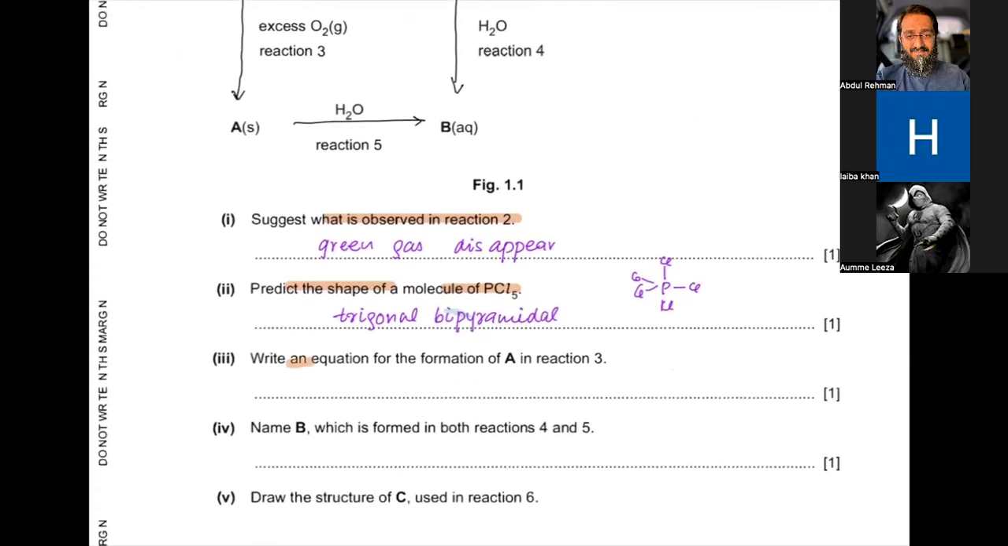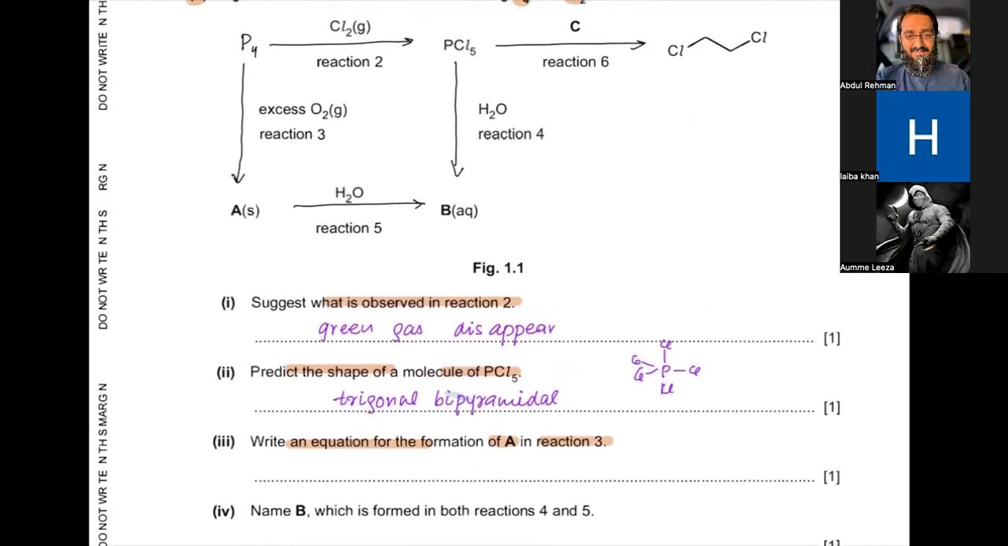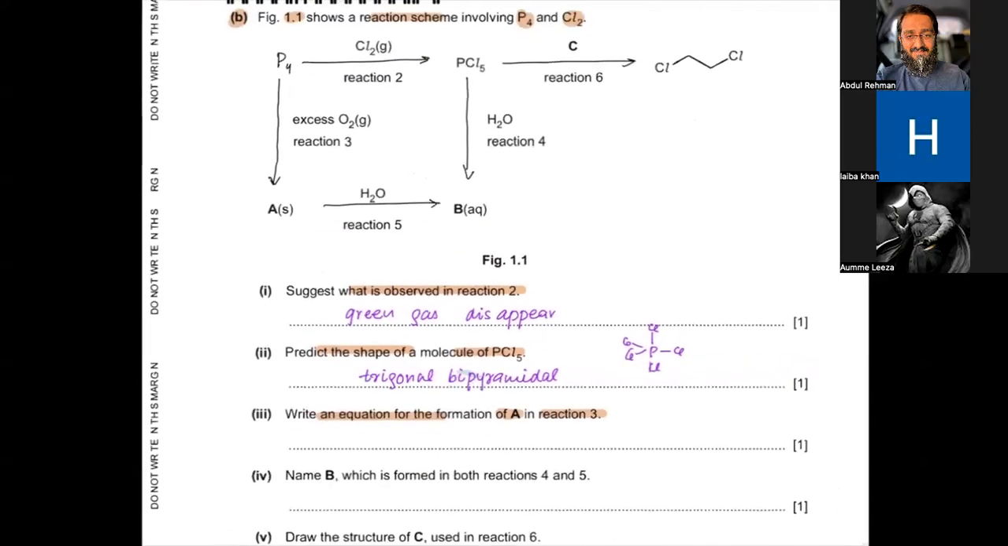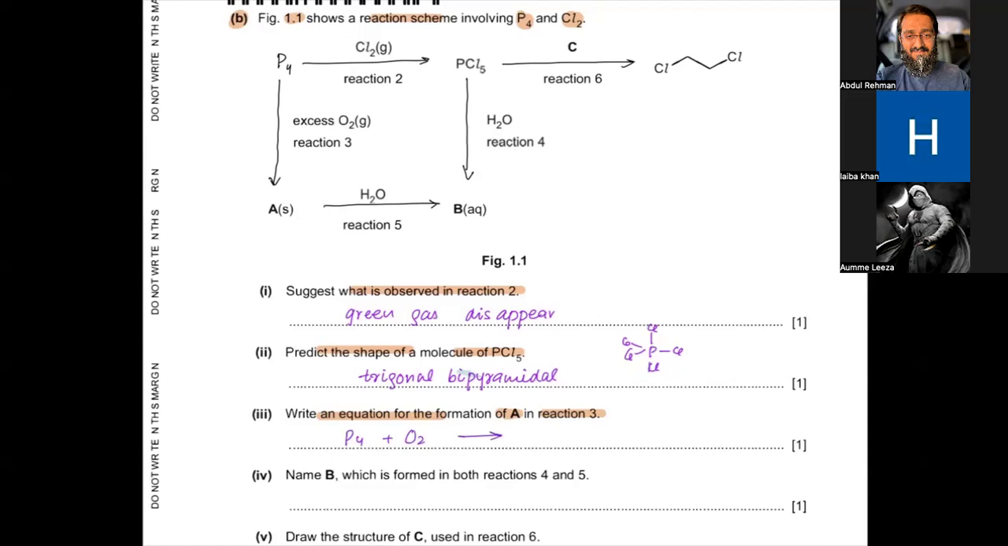Next, write an equation for the formation of A in reaction 3. With the oxygen, it is forming A, and you have to write this equation. P4, when it reacts with oxygen, will form phosphorus oxide, and the formula of phosphorus oxide is P4O10, right? To balance the equation, we need to put a 5 over here. Our equation is balanced.